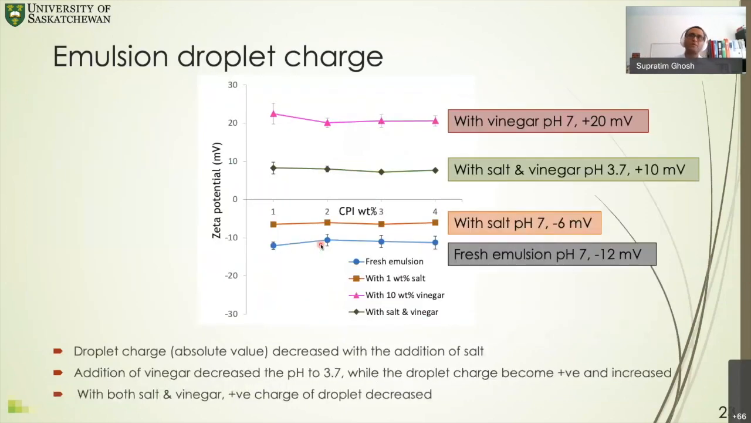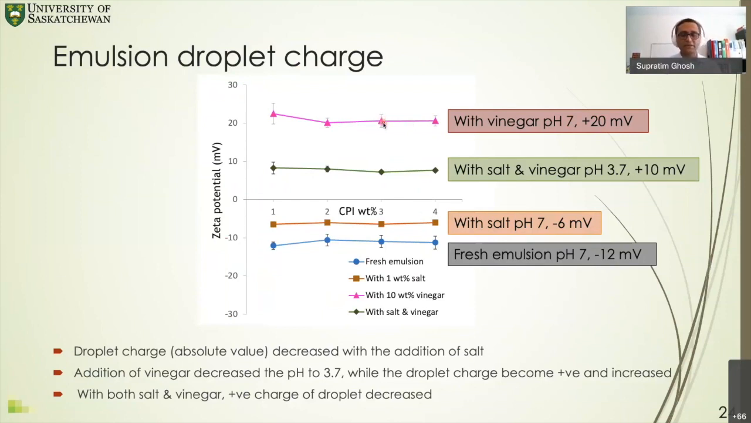So we looked at droplet charge. Initially, the fresh emulsion has a negative charge around -10, with not much change as a function of increase in CPI. When you added salt, charge definitely decreased. But then when we added vinegar, the charge reversed. Now it is on the other side of the isoelectric point. So it should be pH 3.7, not 7. But the charge was very high.